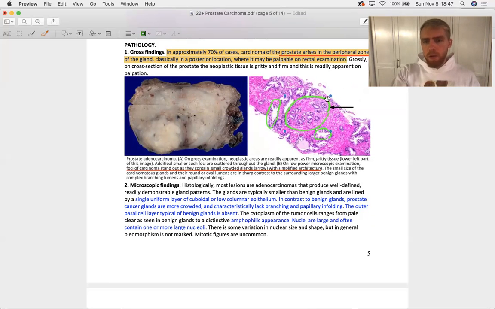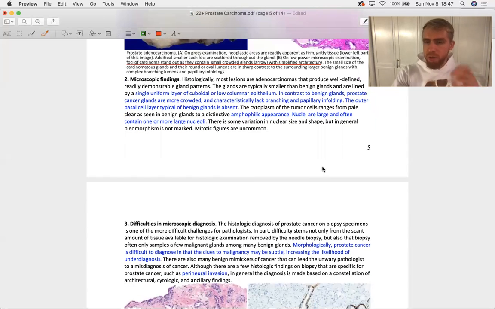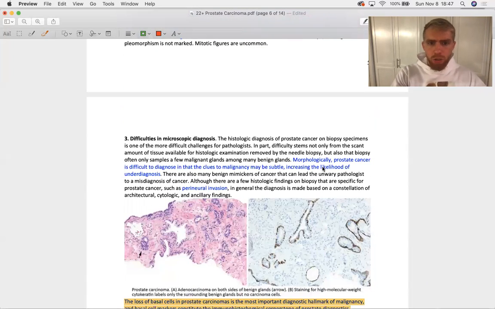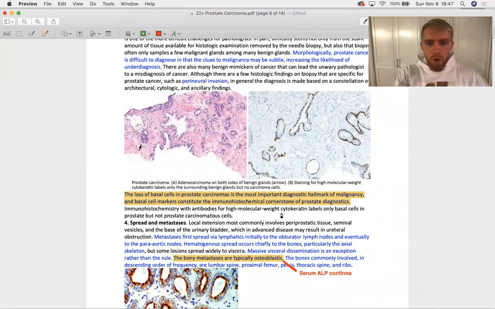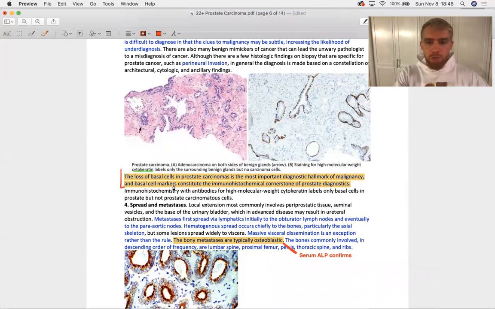And the Gleason score of grading prostate cancers is based on architecture. So you really don't have to look at nuclear changes as much as you do architecture. So you just zoom out a little bit, blur your vision up, and look at the slightly bigger picture. Important to know is that we want to stain these tissues for cytokeratin because monitoring basal cells is very important from telling a precancerous lesion from a cancerous lesion. Basal cell markers, such as cytokeratin, constitute the immunohistochemical cornerstone of prostate diagnostics. That's important.